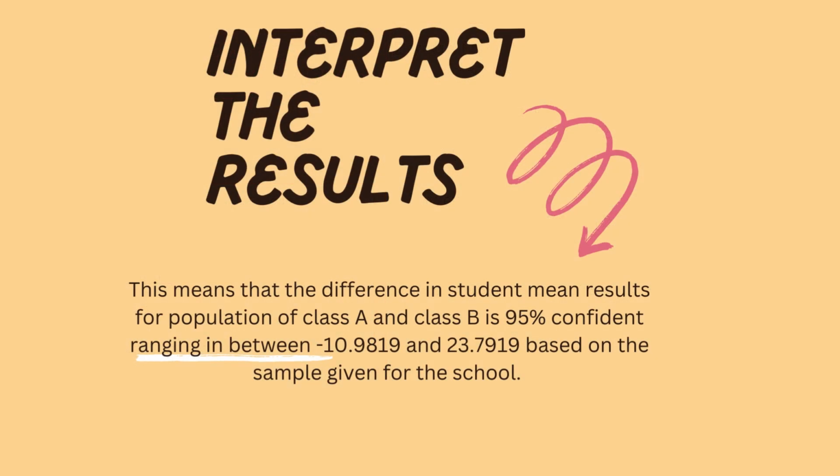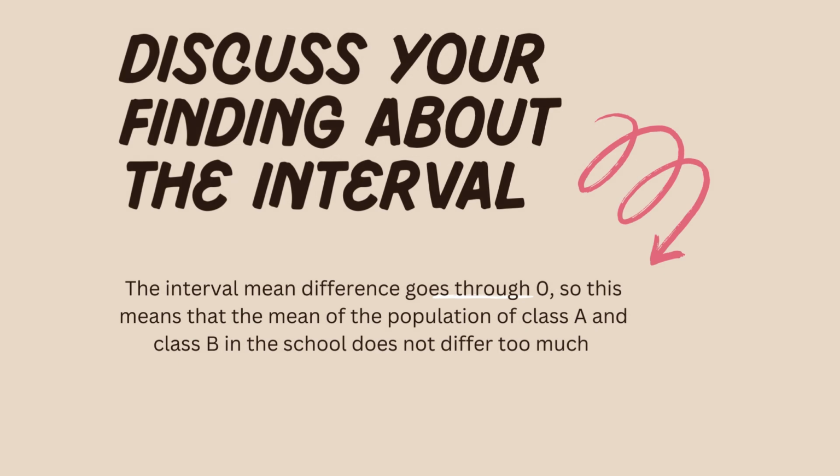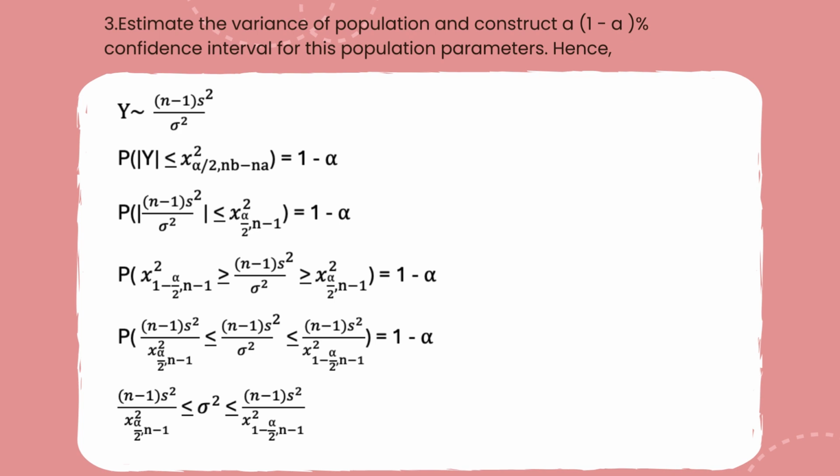So based on the result given, we can interpret that the difference in student mean result for the population of class A and class B ranges between negative 10.9819 and 23.7919 based on the sample given in the school. We can also discuss our interval, which is that the interval of the sample mean goes through 0. So this means that the mean of the population of class A and class B in the school has no big difference.